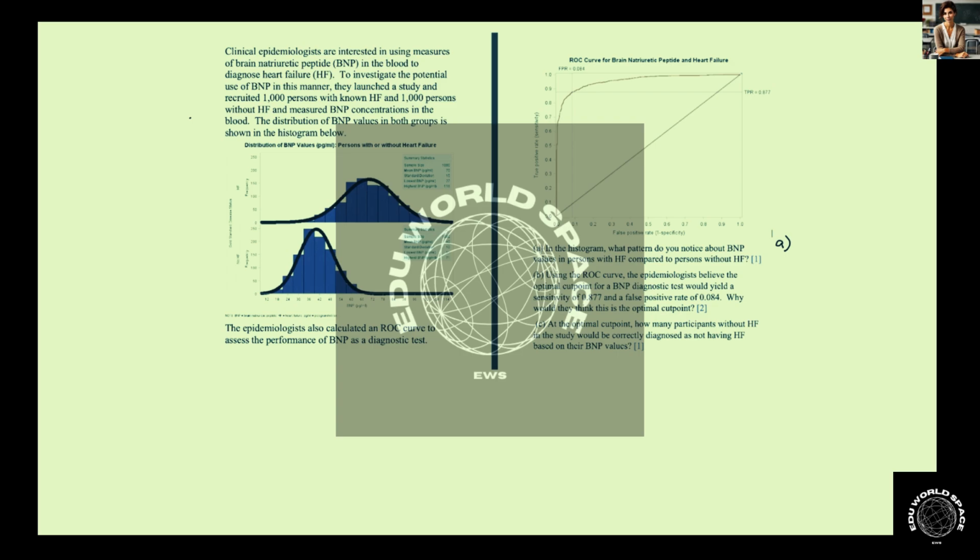it's persons with HF are generally higher than persons without. There is a clear separation between the two groups, with the majority of the persons with HF having BNP values of above 100 pg per milliliter. So this is above 100 pg per milliliter.